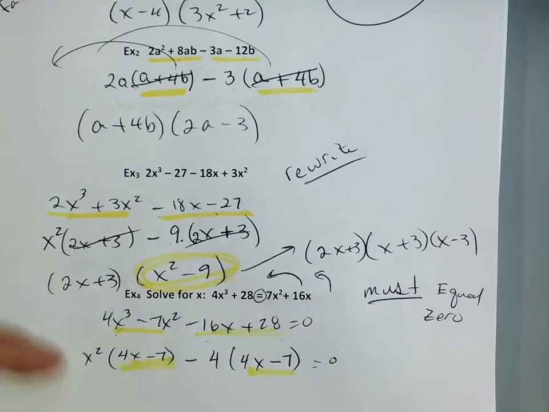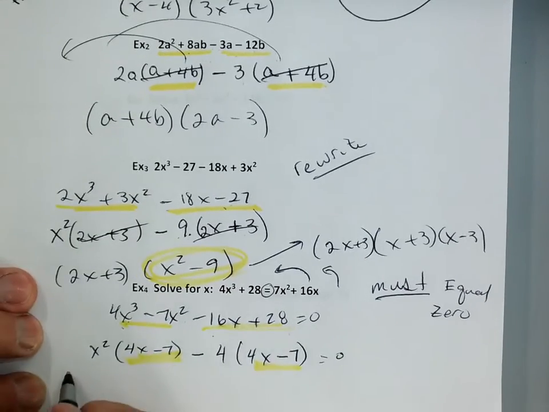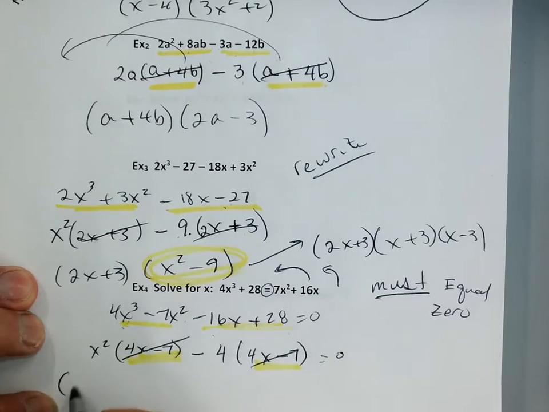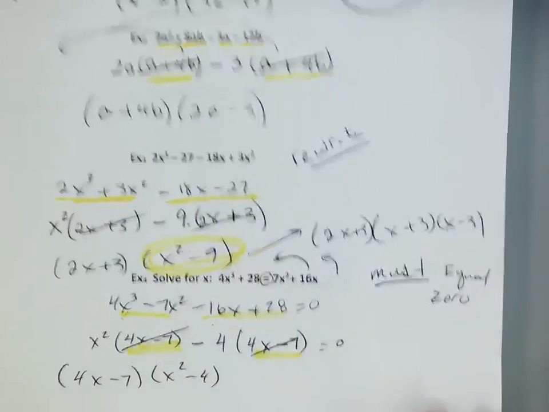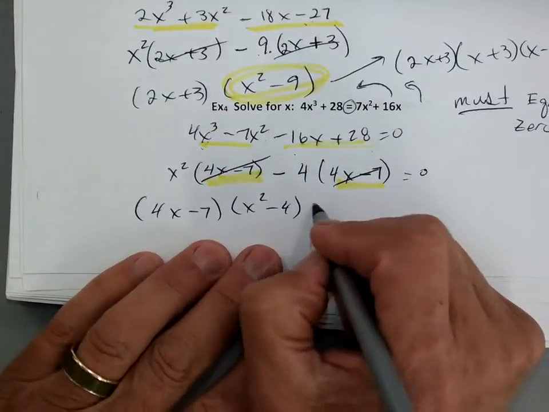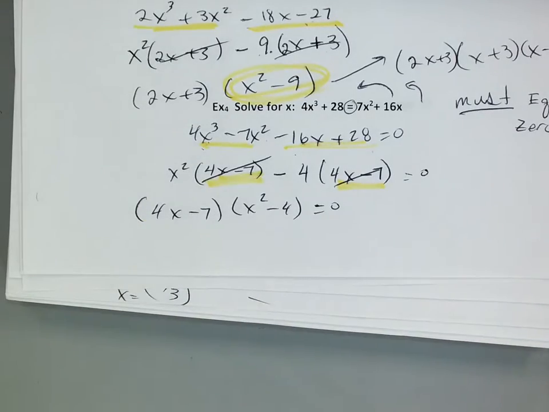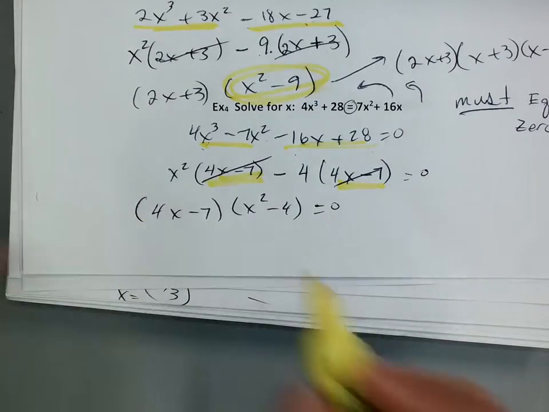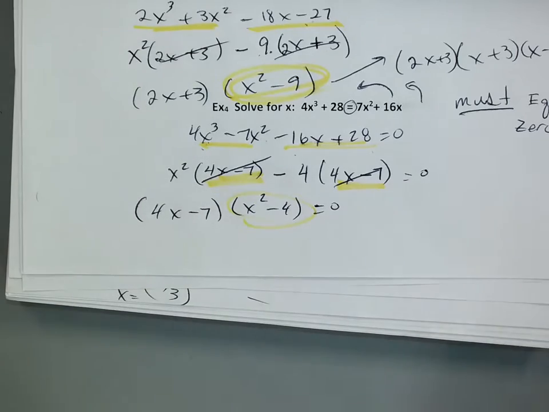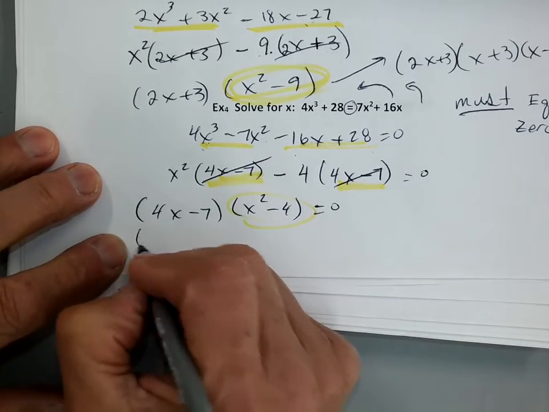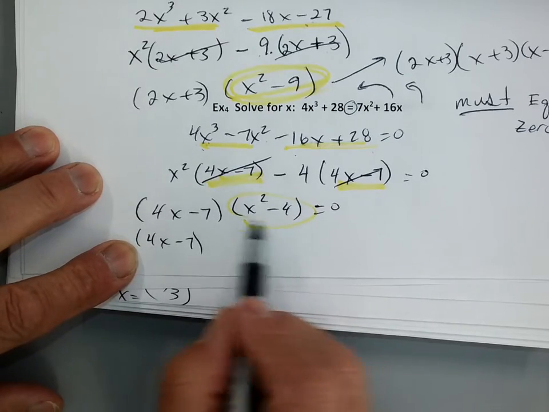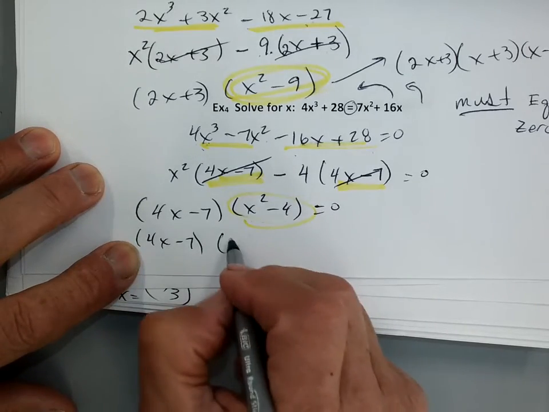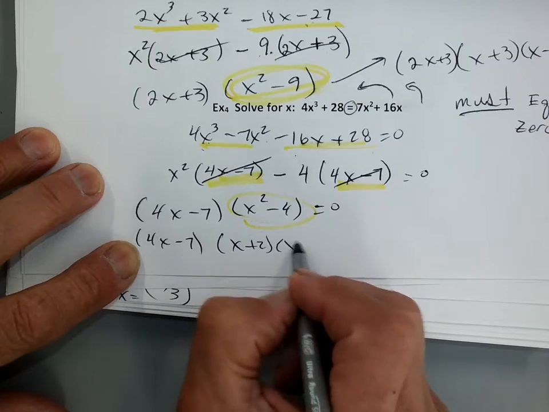A 4x minus 7. So I'm going to write that again. Common factor of the 4x minus 7. I like to cross it out because I've done it, and what's left over is the x squared minus 4. Okay, now I'm going to factor x squared minus 4 one more time, because that's what we did yesterday: x plus 2, x minus 2. So then I get a 4x minus 7, but I'm going to factor this one again into an x plus 2, x minus 2.